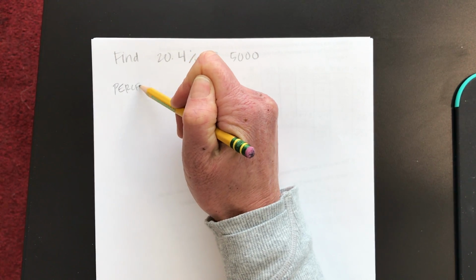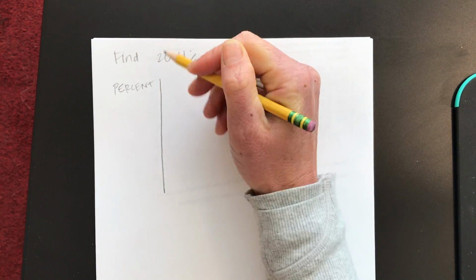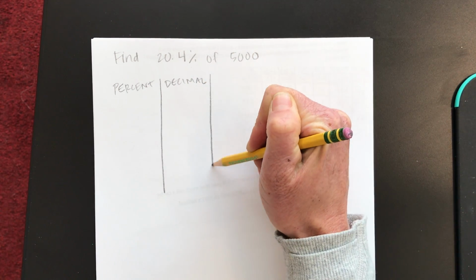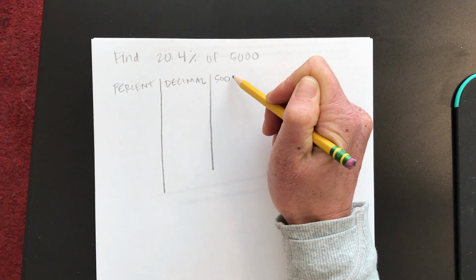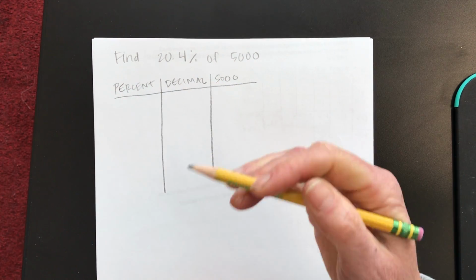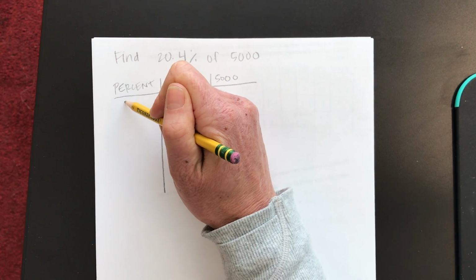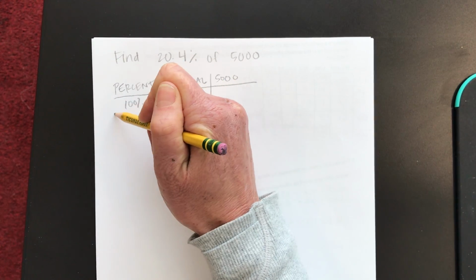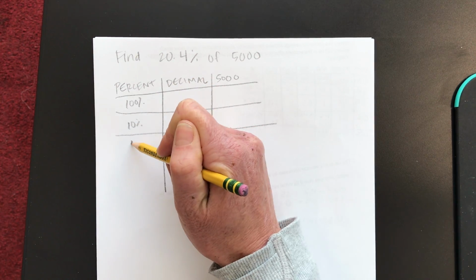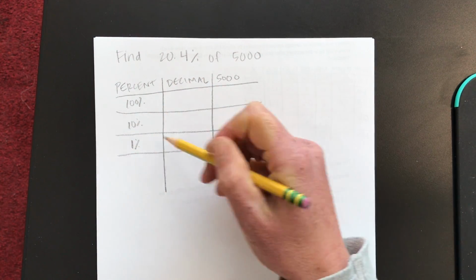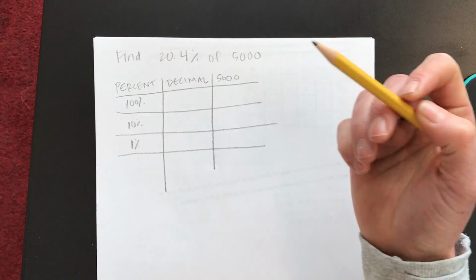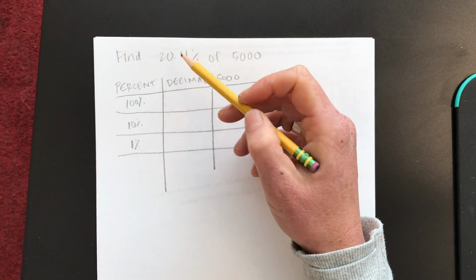I'm going to start by writing percent and decimal, and then we're going to look at a value of 5,000. You don't always have to build it out as detailed as I'm doing here, but I think it's useful to see where this comes from. We started with 100%, and we also wanted to think about what's 10% and what's 1%. Last time we stopped right there, but now because I've got this 0.4%, I don't even want 1%, I want 0.1% of something.